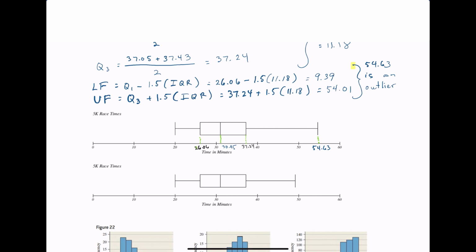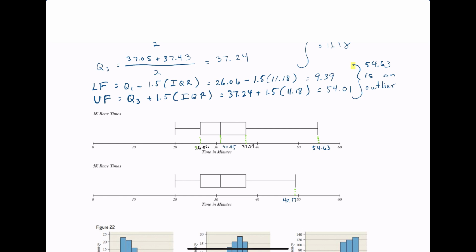Now there is another way that people do box plots to indicate when they think a data value is an outlier. So this next box plot is exactly the same. We've got our lower whisker ending at 19.95, although it's hard to see the difference between that and 20. And then we have our quartiles at 26.06, 30.95, and 37.24. But the upper whisker ends below 50. So where is it ending? Well, it's ending at the highest data value that's not an outlier.